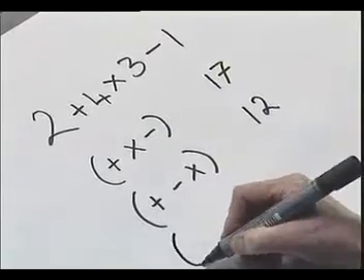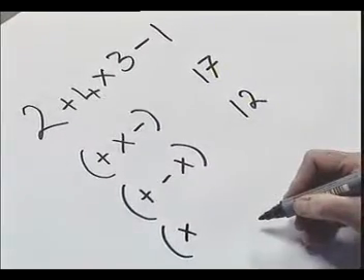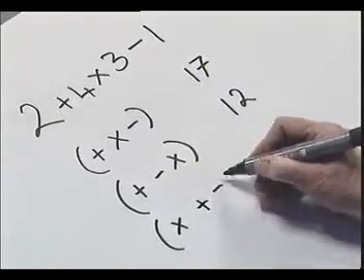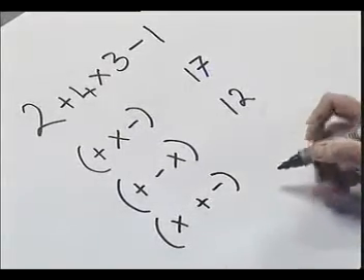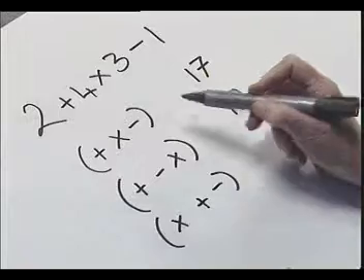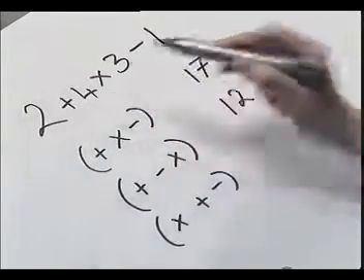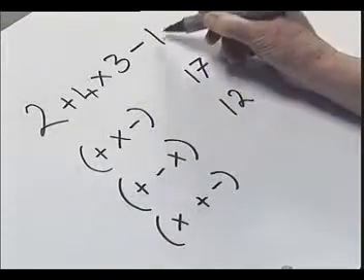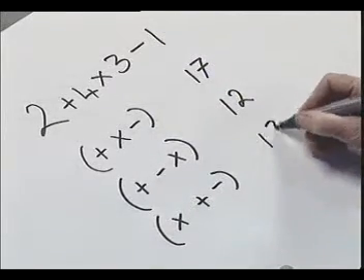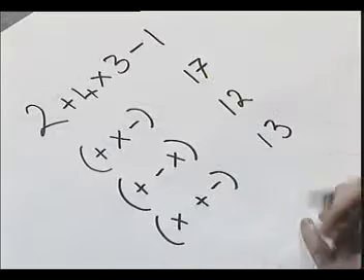Or we could multiply first, then add, followed by subtract. Well, if we multiply first, that's 4 times 3, which is 12. Do the add, 2 plus 12, which is 14. Then subtract, the answer is 13. And so on. And as you can see, we get different answers according to the order in which we do the operations. So that's not very good.